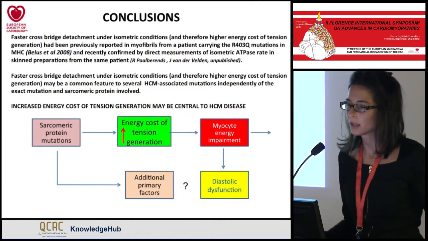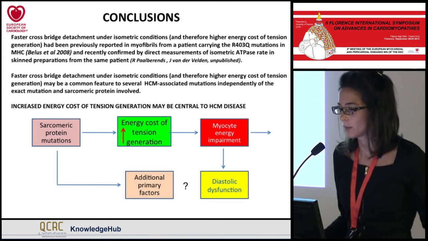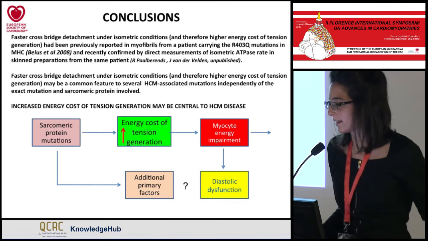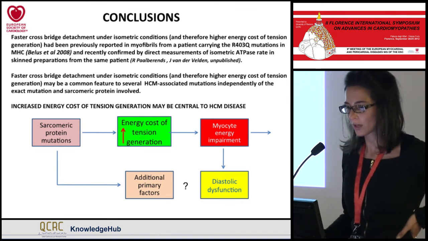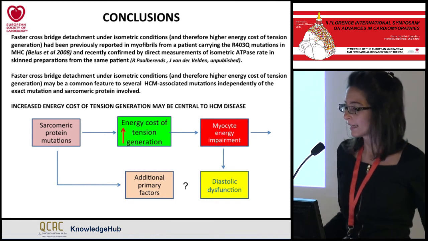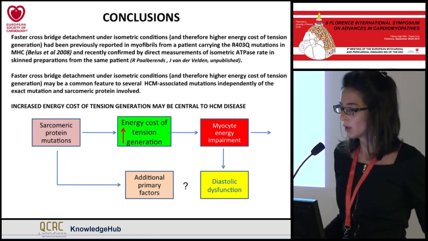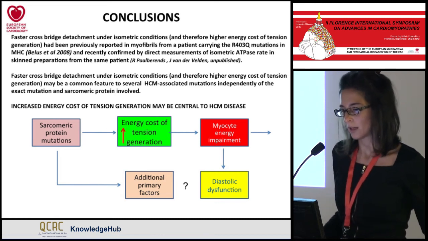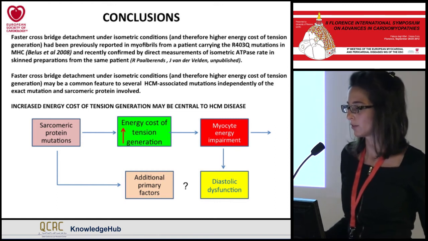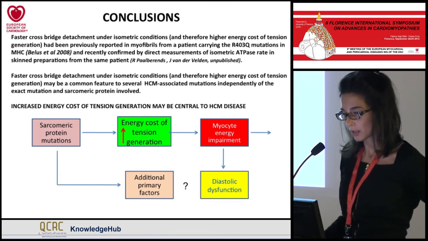So concluding, faster cross-bridge detachment under isometric conditions and therefore also higher energy cost of tension generation had been previously reported in myofibrils from a patient carrying a particularly severe mutation, R403Q, in the motor of the myosin, and recently confirmed by direct measurement of isometric ATPase rate in skinned preparations from the same patient.